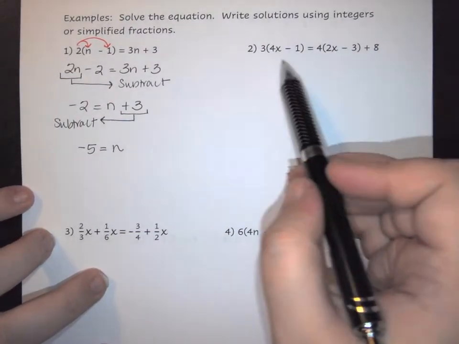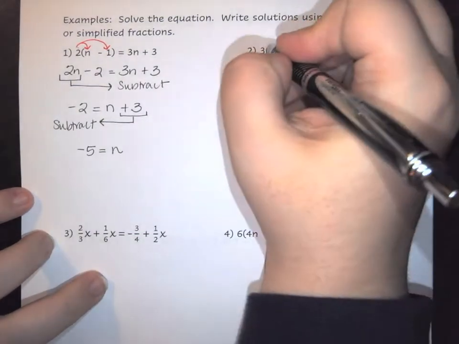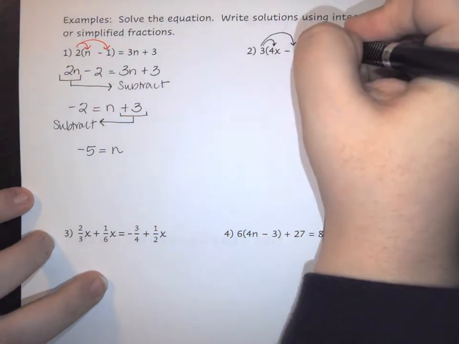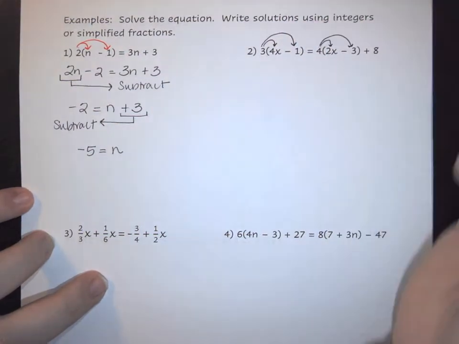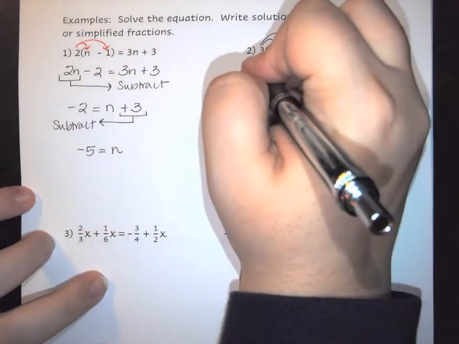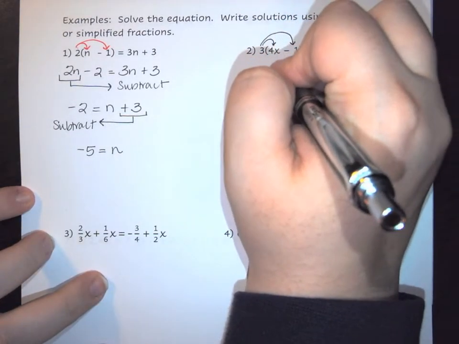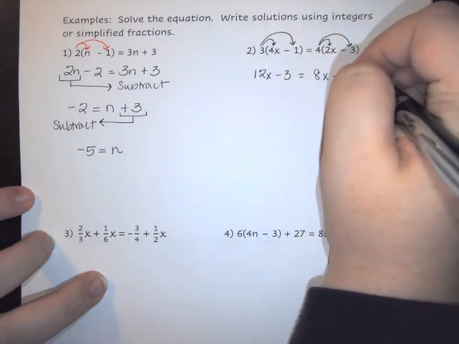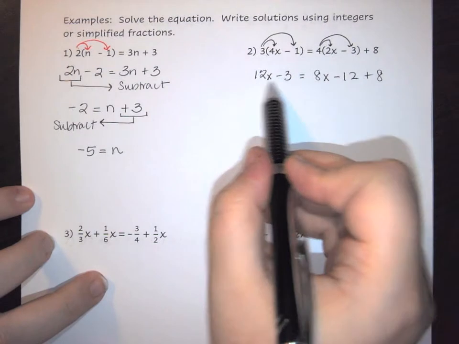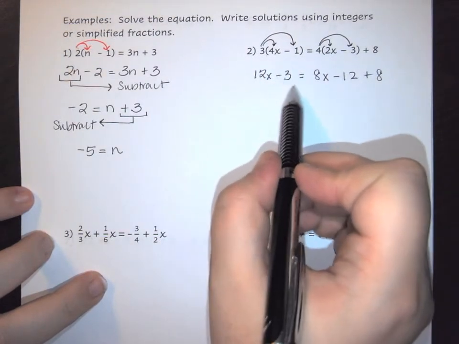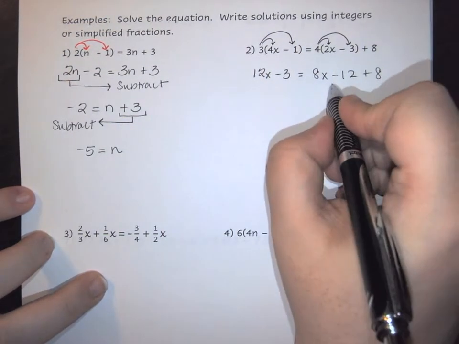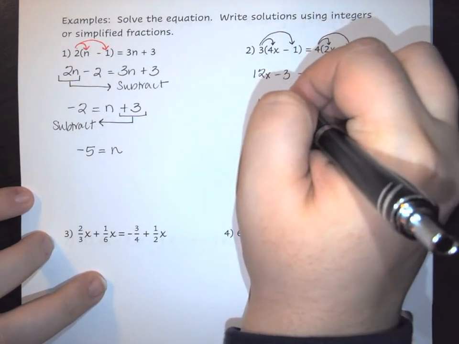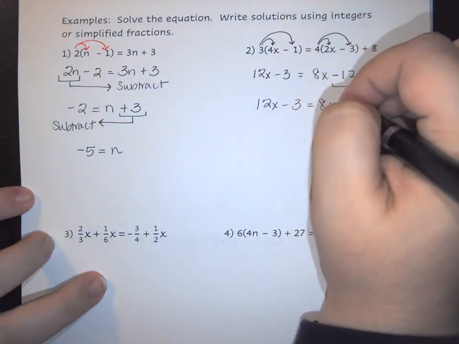Here we have to do the same thing, but notice we have to distribute on both sides. So we're going to distribute the 3 through on the left side, and distribute the 4 through on the right side. So this is going to become 12x minus 3 is equal to 8x minus 12 plus 8. Now if you look on the left, I already have a variable and a constant, but on the right I've got these 2 constants, so I need to combine them. That gives me 12x minus 3 equals 8x minus 4.